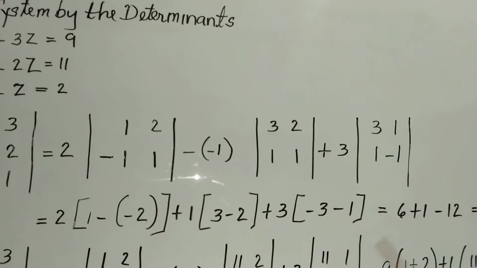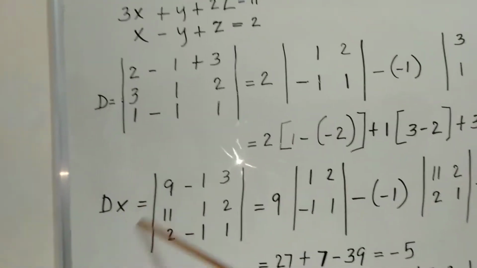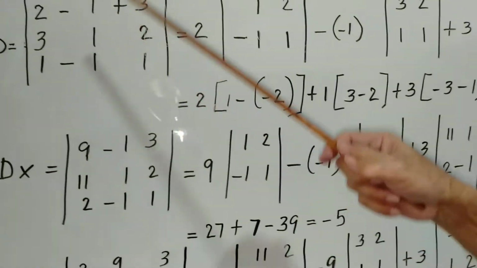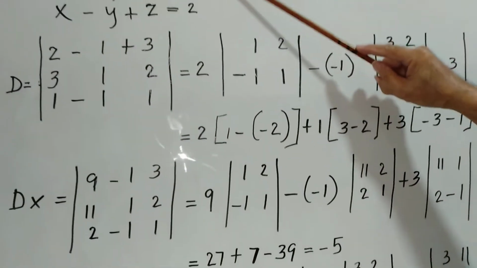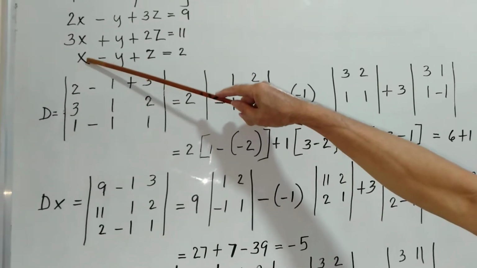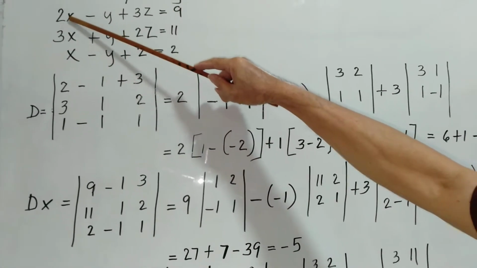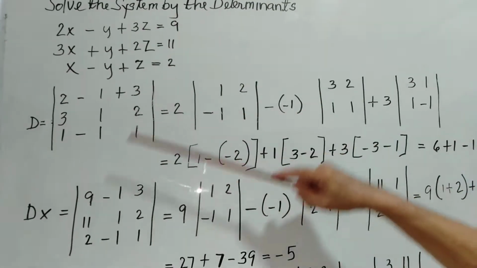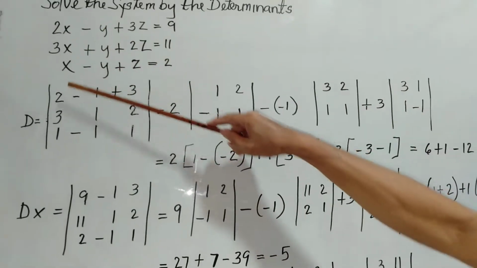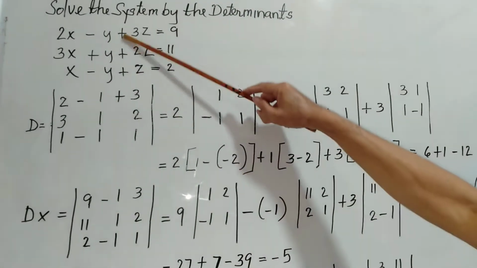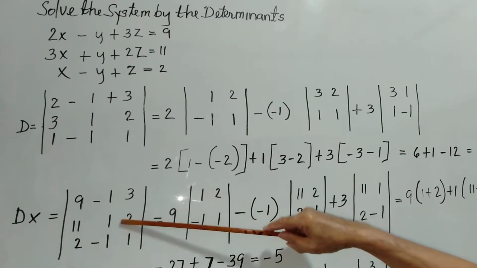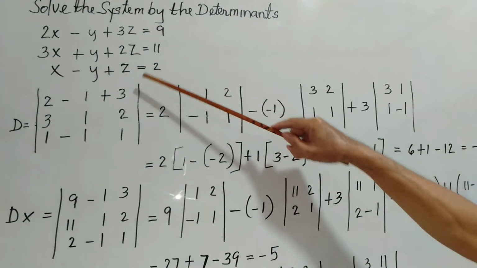So for dx, we get the determinant for dx. As you can see, we substitute the values of the constants in place of the coefficients of x. So instead of writing 2, 3, 1, we write 9, 11, 2 in place of the coefficients. So for the first column, 9, 11, 2, and we just copy the coefficients on the second column: negative 1, 1, negative 1, and 3, 2, 1.